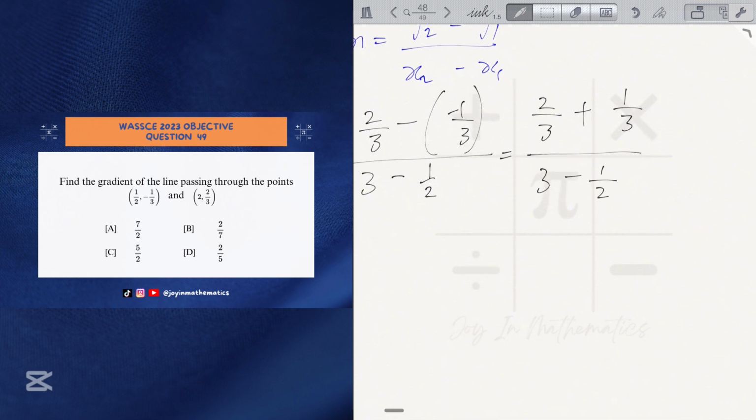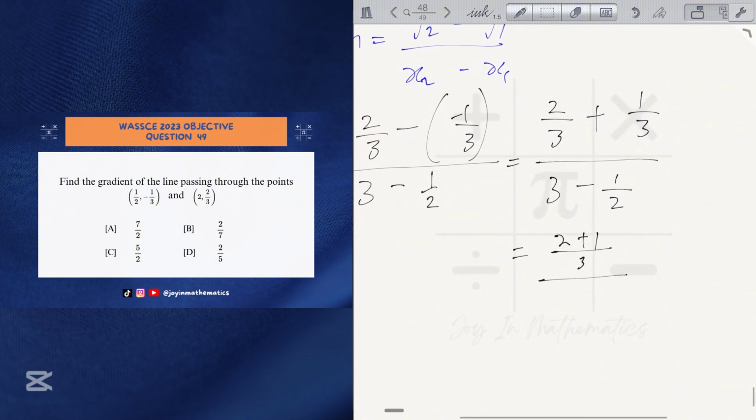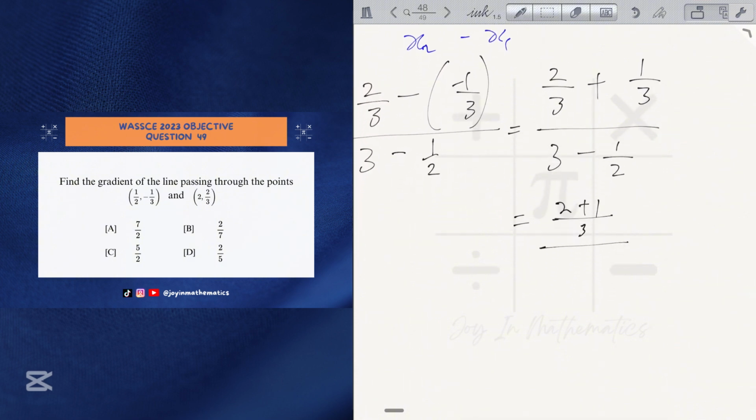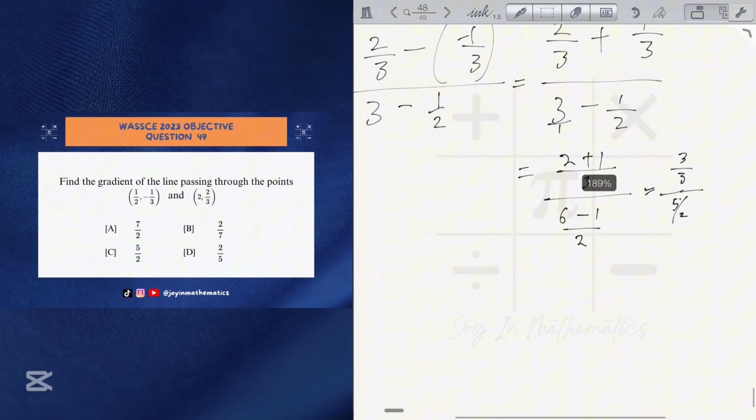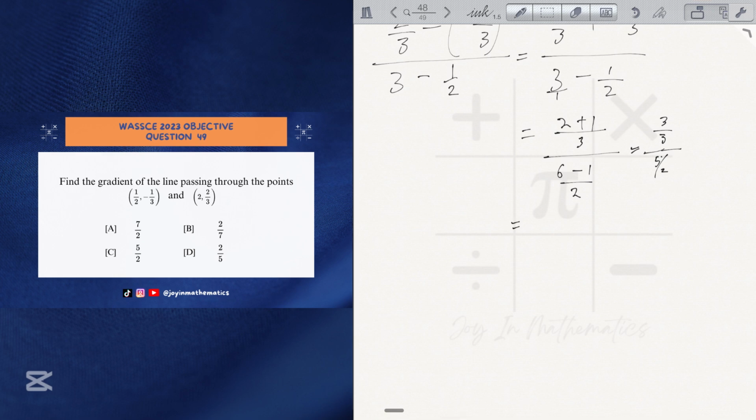So simplifying the numerator now, the LCM of the numerator is going to be 3, and we'll have 2 plus 1. Then we have the LCM of the denominator, since this is 3 over 1, we have it to be 2, and then this will give us 6 minus 1. So this will result into 3 over 3 divided by 5 over 2. Let's bring it down. You just rewrite it, 3 over 3, and this is 5 over 2.